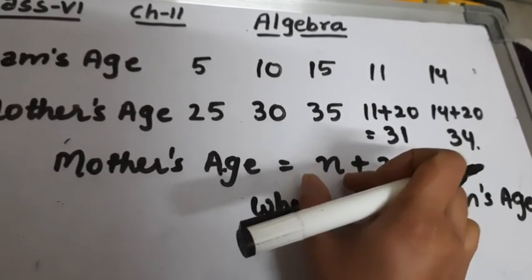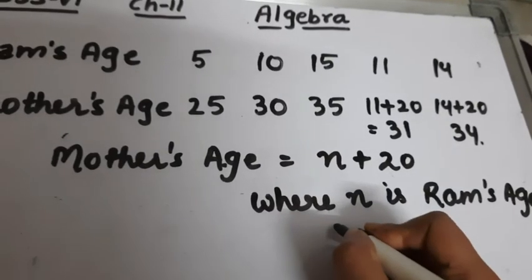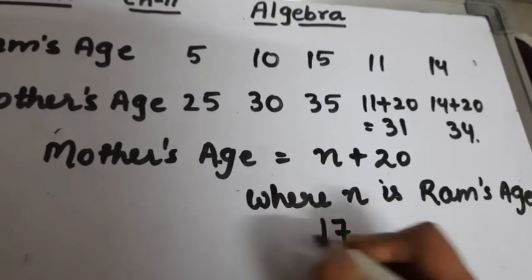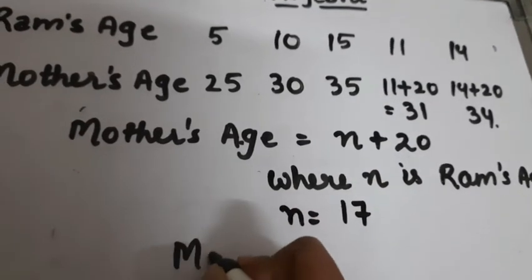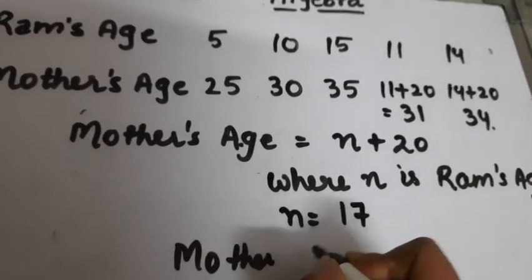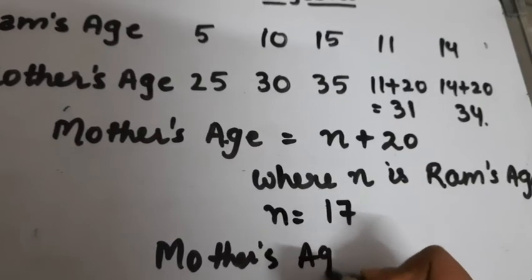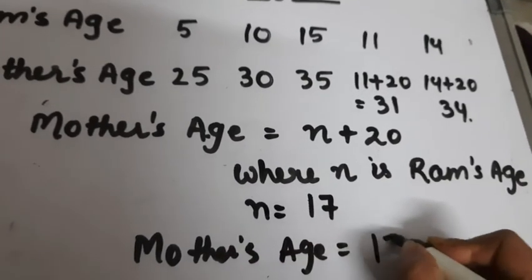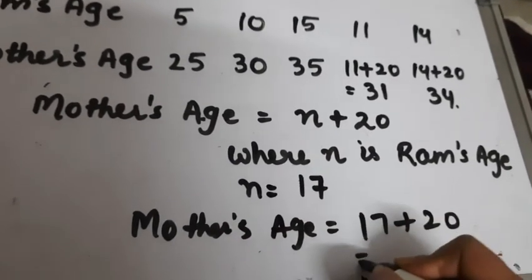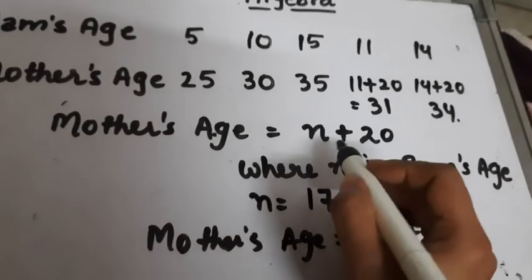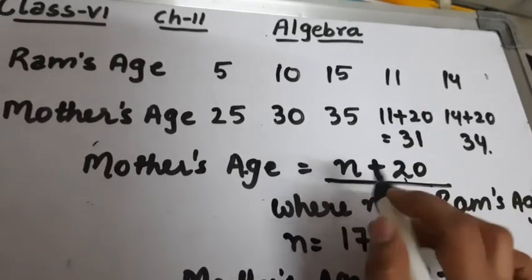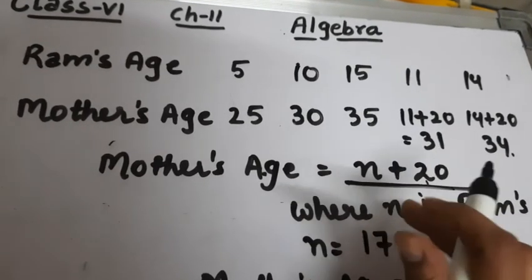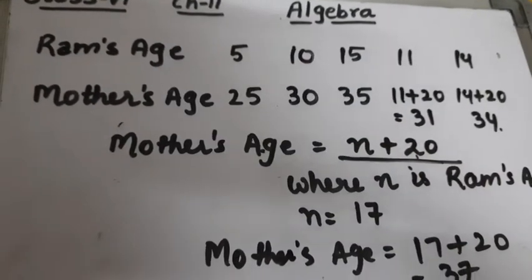Its value can change. When Ram's age is 17 years, when n is 17, the mother's age will be 17 plus 20, that is 37 years. This is the rule for finding the mother's age. Here n is a variable. Okay, let's take one more example.